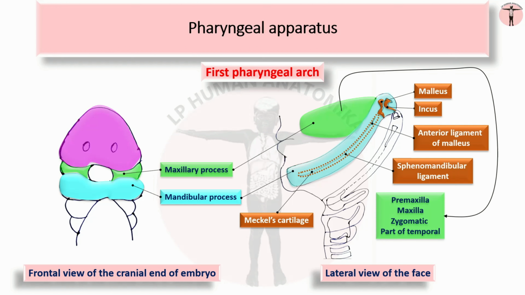Mesenchyme of the maxillary process gives rise to the premaxilla, maxilla, zygomatic bone and part of the temporal bone from medial to lateral through membranous ossification. The mesenchymal tissue surrounding the Meckel's cartilage in the mandibular process develops into the mandible by membranous ossification.